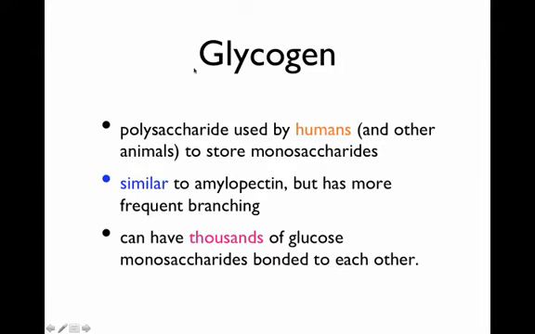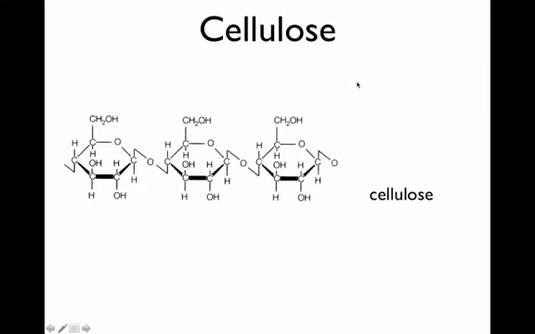And the reason I want you to know what glycogen is is because it's one of the molecules that is used by humans for long-term energy storage. You eat too much sugar, some of those sugar molecules are going to be attached to each other and used to make glycogen and sort of stored away. So that's glycogen.